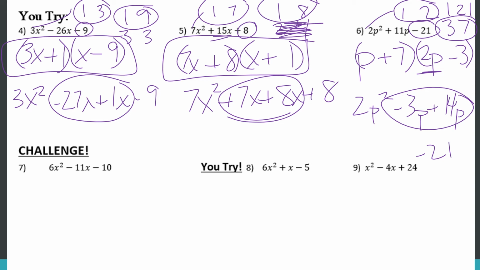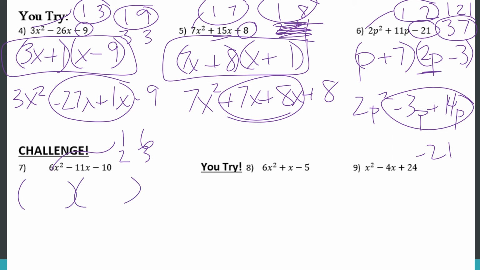The front term is 6. So now I'm kind of running into an issue because I don't just have 1 times 6. I could use 1 and 6, or I could use 2 and 3. Those are the factors of 6. Okay, so I'm going to have to decide now, like, I can't just start my parentheses.